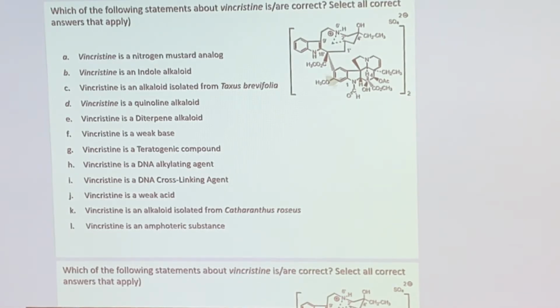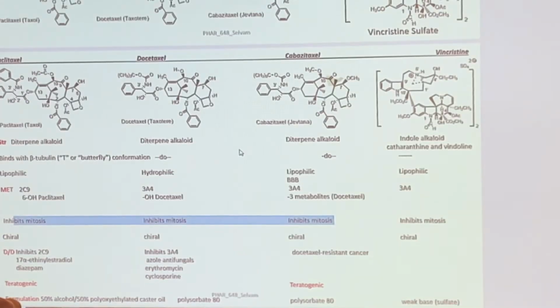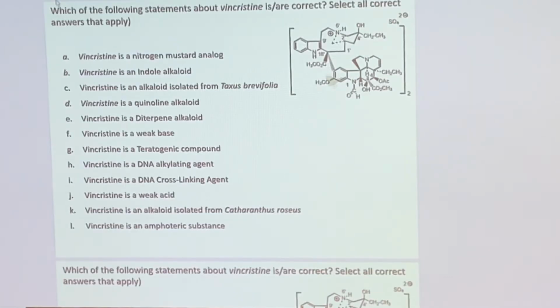F is right, a weak base. So this is not teratogenic, only these two are teratogenic. Paclitaxel and cabazitaxel are teratogenic, not vincristine. So vincristine is not a teratogenic compound, it's not a DNA alkylating agent, it's not a DNA cross-linking agent, it's not a weak acid. It's a weak base because we have the indole nitrogen, that is also nitrogen, so it's a weak base. It's available as a sulfate salt, so it's not a weak acid.